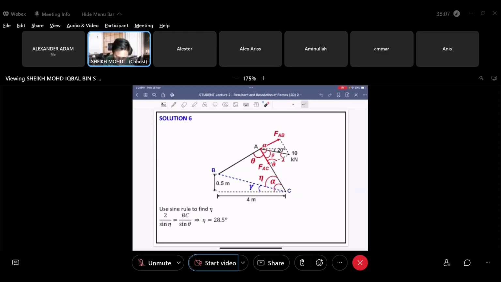As you can see here, if you try to remember your trigonometry, alpha here is the same as alpha here, right? Because this one is z. So alpha here is the same as alpha here, and you can straight away put alpha here, alpha here, right? So alpha is basically gamma plus eta. We have the value for gamma and we have the value for eta that we have just calculated, right? So this one is equivalent to this one, okay?